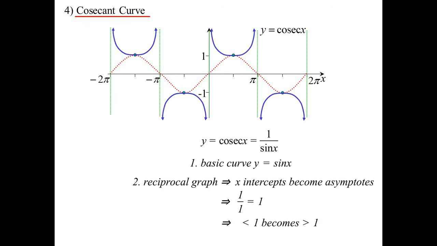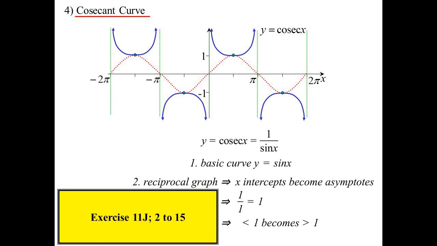And another way of thinking about it with curves is when it's concave down, it'll go concave up and vice versa. So what we end up with is a series of, well, they're not parabolas, but a series of U-shapes between our asymptotes. So there's cosec. All right.